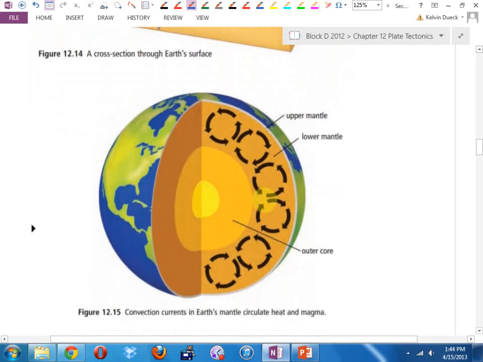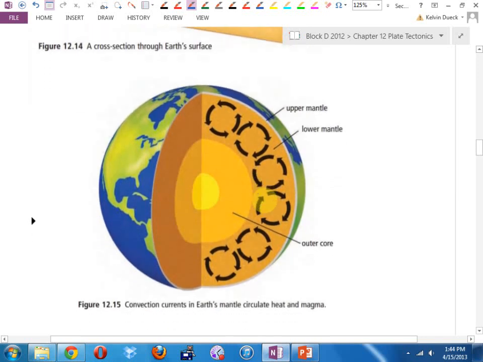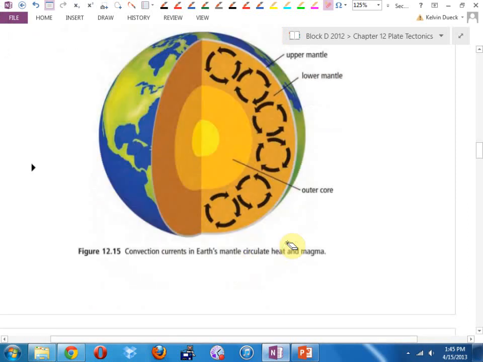And what we find is this. In the upper and lower mantle, we have all these convection currents. The heat will rise, cool off, and sink back down. And so right here, it would be dragging the crusts down and to the right. Right here, it would be dragging the crusts up and to the left. The convection currents, we believe, are responsible for the continental drift, for the motion of the tectonic plates.